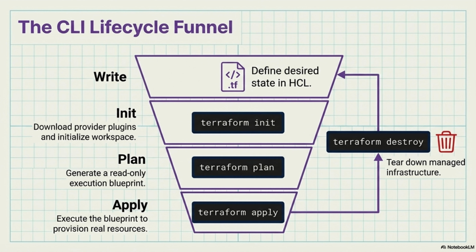The CLI lifecycle funnel. Now this is where Terraform becomes powerful. Look at this funnel: init, plan, apply. This is the loop you'll use again and again. You define what you want, initialize dependencies, preview changes, and then apply them, and when you're done, destroy everything. This loop is the backbone of infrastructure as code.